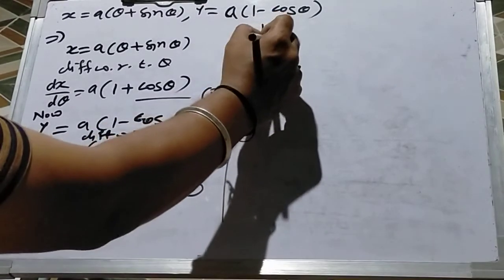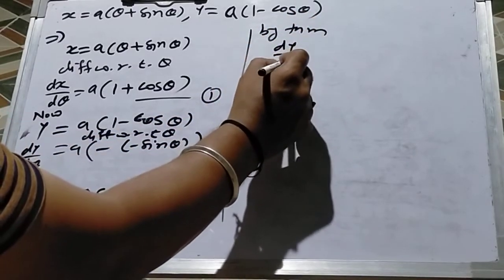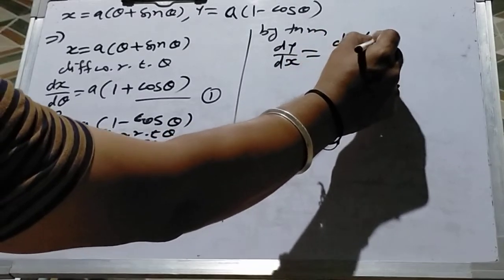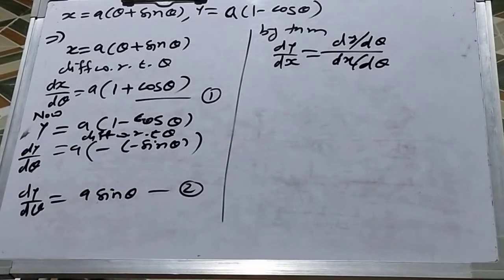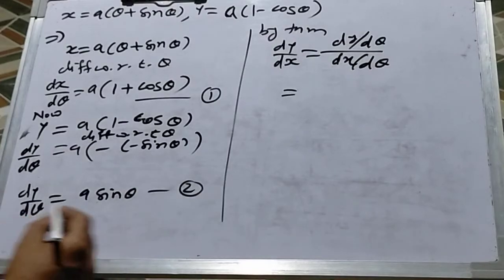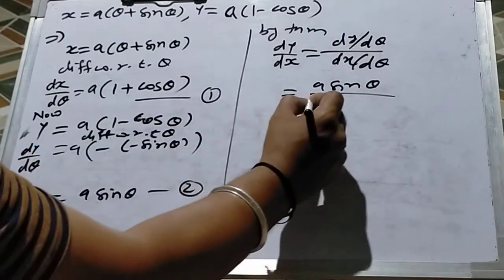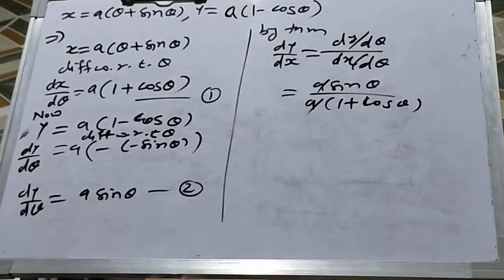Again by the theorem of the derivative of a parametric function, here the parameter is theta. So we can write dy by dx is equal to dy by d theta divided by dx by d theta. Now from 1 and 2 we write dy by dx is equal to a sine of theta divided by a into 1 plus cos of theta. So a gets cancelled. Now the formula for sine theta is 2 sine theta by 2 cos theta by 2.